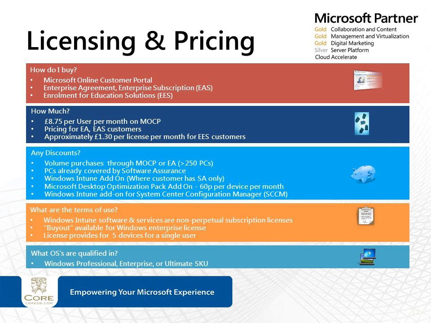So what are the terms of use? Well, Windows Intune is a non-perpetual subscription license, but you are able to buy out the Windows Enterprise Edition license at the end of the term if you need to. And be aware that although Windows Intune is licensed per user, the license actually provides for up to 5 devices for that user. And then finally on this slide, you need to have a qualifying operating system in order to buy Windows Intune, and these include Windows Pro, Enterprise or Ultimate.